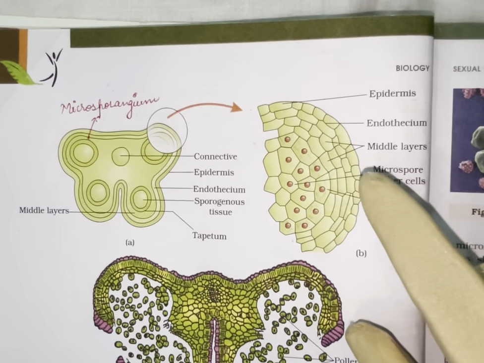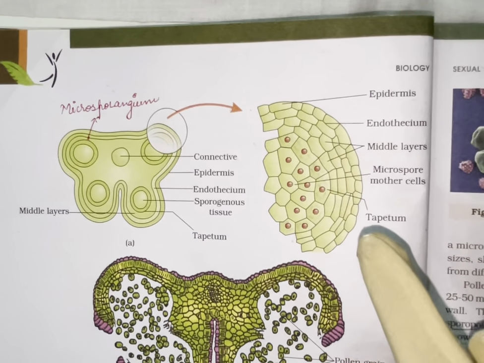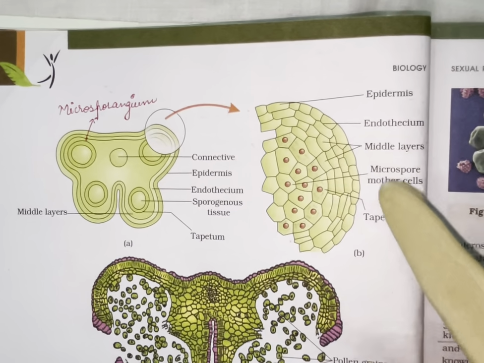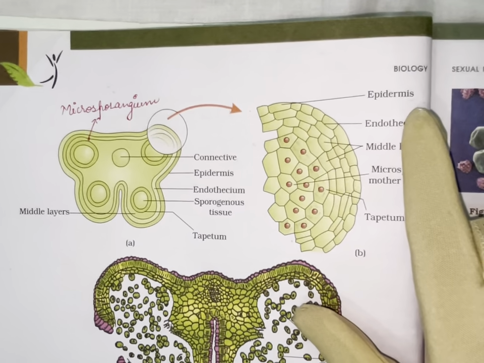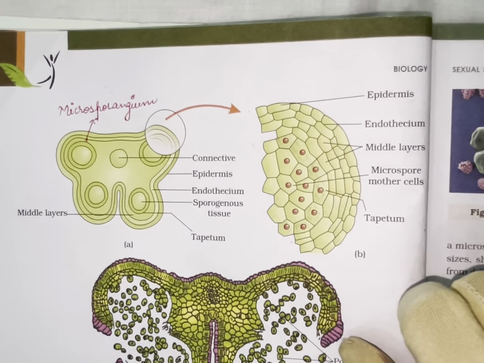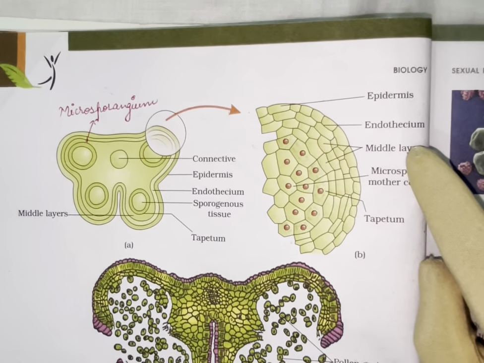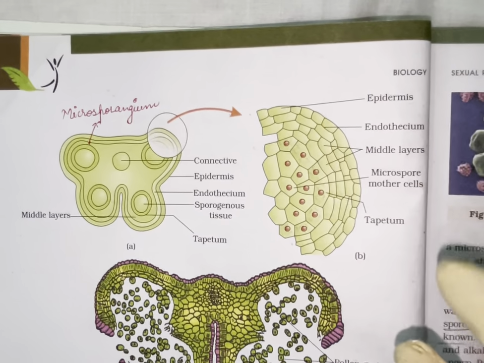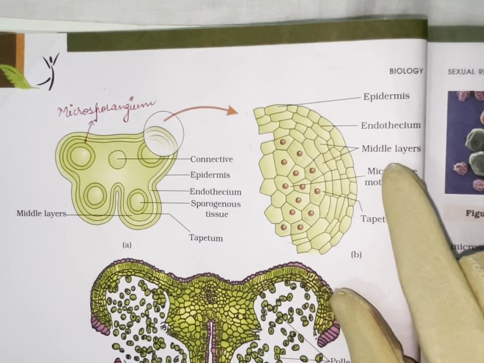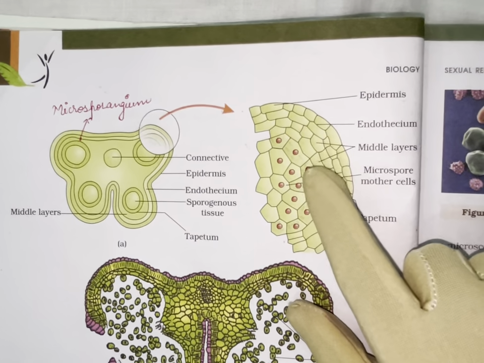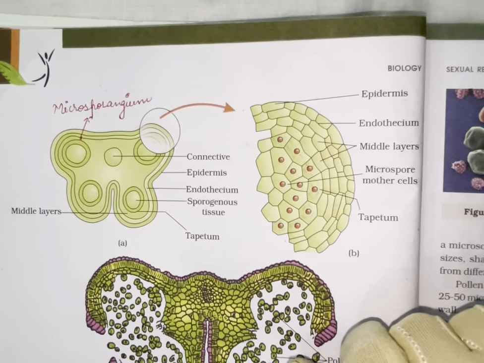Each microsporangium is bounded by 4 layers or 4 walls. Outermost is epidermis. It is made up of a single layer of cells and it is protective in nature. Second is endothecium. It is the second layer with thick cells. Then middle layers is a third layer which is composed of 1 to 3 layers of cells.